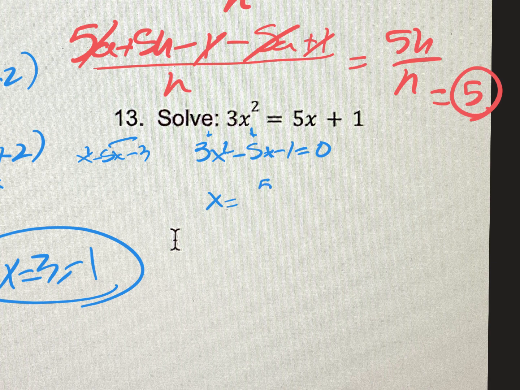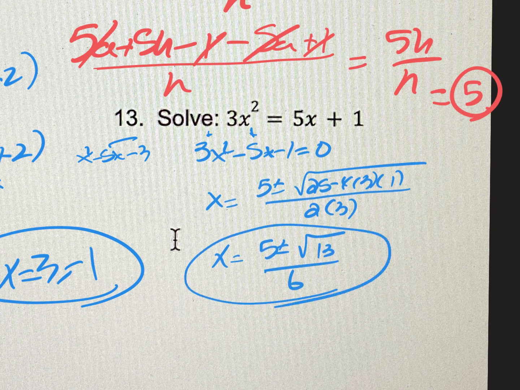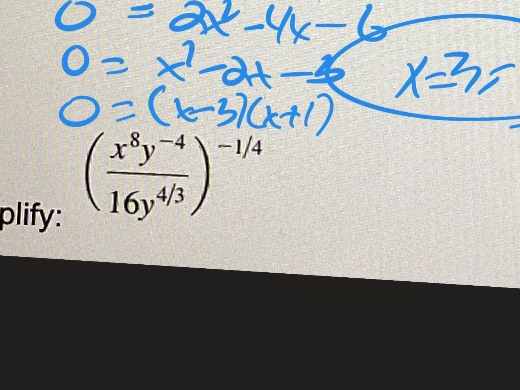x equals negative b plus or minus the square root of b squared minus 4ac, all over 2a. I'll work it out the best I can. That gives me 5 plus or minus the square root of 25 minus 12, which is 13, over 6. You know what? I can't break that down. Can't cancel anything. That's it. One more, 14. Our favorites, these negative exponents with fractions and stuff inside, all the things.